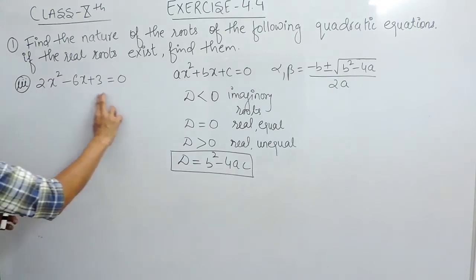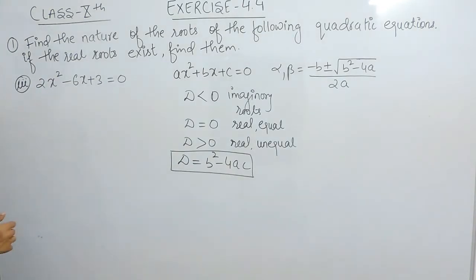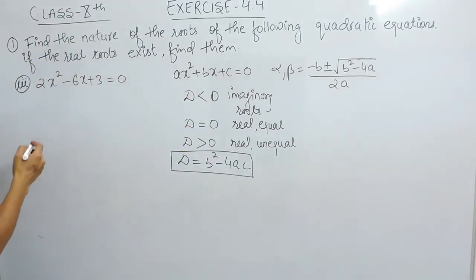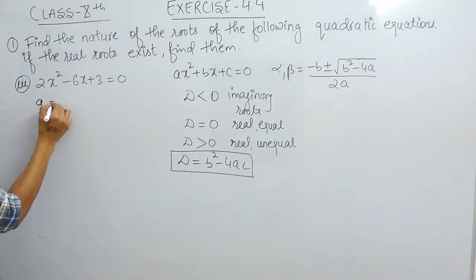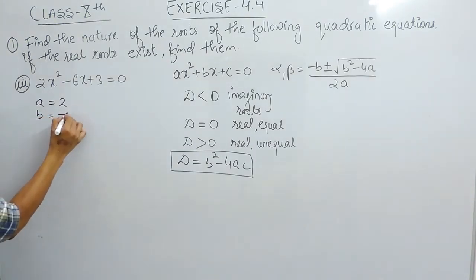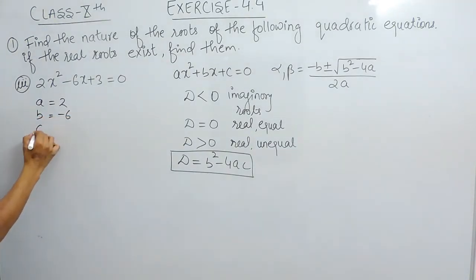We know that this is the equation of which we have to find the roots. This is the standard equation, and first of all let's compare. So the value of a will be 2, the coefficient of x square. The value of b will be minus 6, the coefficient of x, and the value of c will be 3.